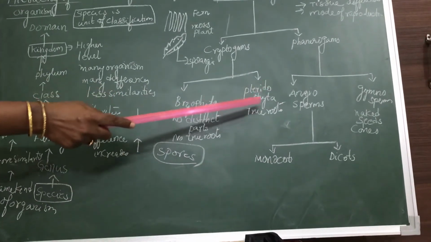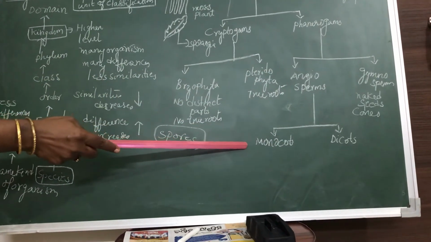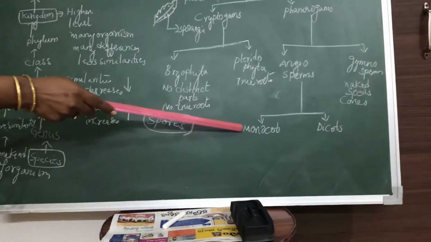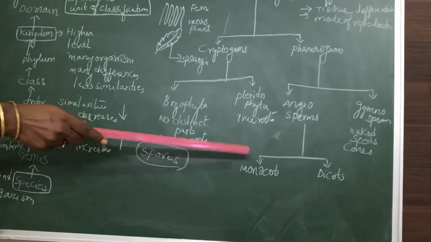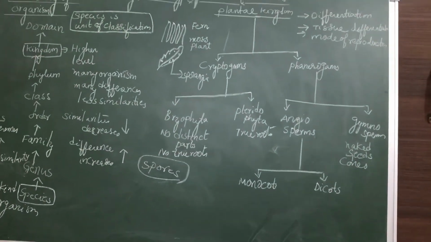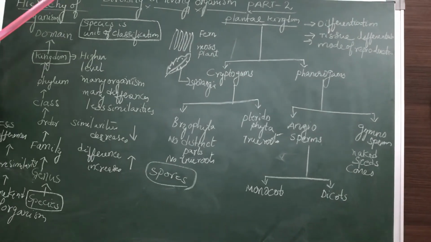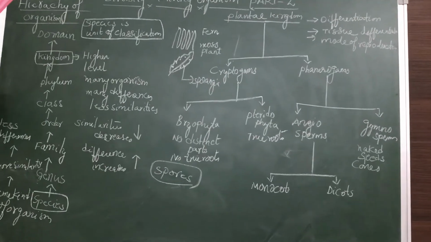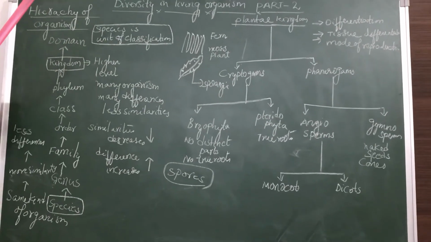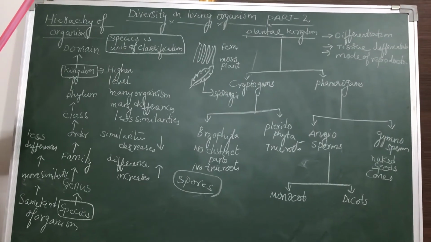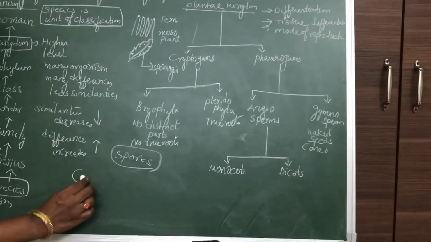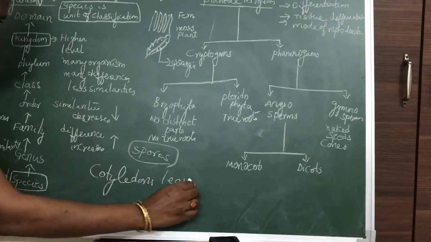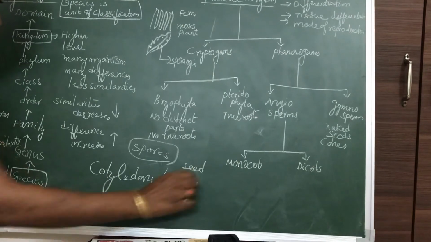Now coming to the angiosperms. Angiosperms are again divided into two types, monocots and dicots, based on their cotyledons. When you soak the seeds, you can break the seeds into two equal halves. Those two equal halves we call cotyledons. You take Bengal gram seeds, soak them, and we are able to break them into two equal halves. Those two equal halves are cotyledons, or seed leaves.